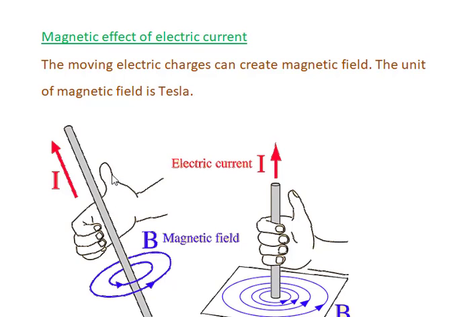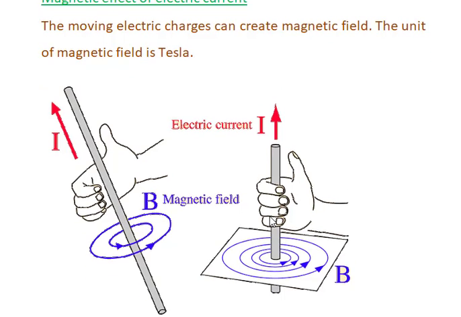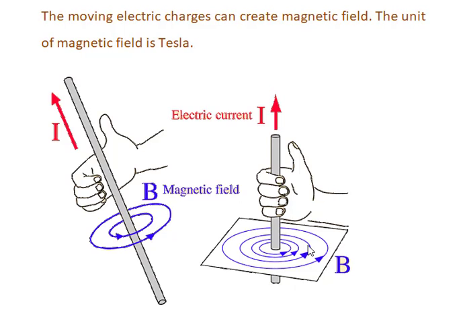When a current is passed in this direction in a conductor, the magnetic field is produced like this and in this direction. See here, so it is a plane. The current is passed through the conductor. The magnetic field is produced here.